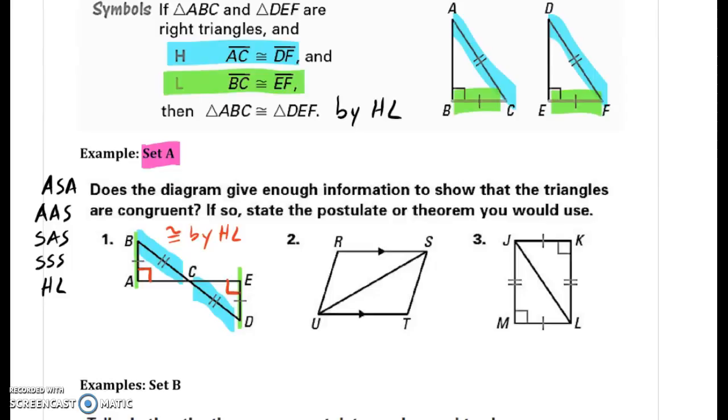Now number 2, they share a side, so let's mark it. Next, we have parallel lines. If I extend it, that was cut by a transversal. Therefore, this angle is congruent to this one by alternate interior angles, and this one is congruent to this one by alternate interior. Therefore, these two are congruent by angle, side, angle.